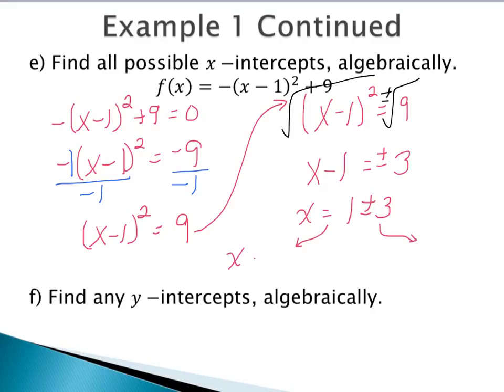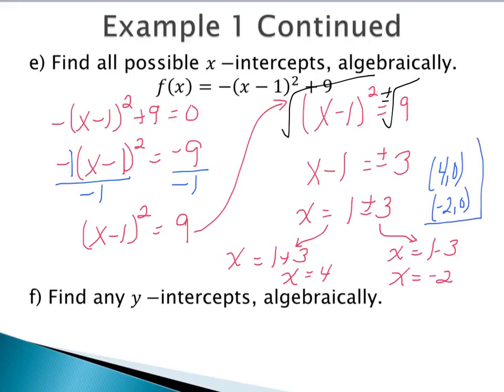So I'd have two parts, x equals 1 plus 3, and x equals 1 minus 3. So you have x equal to 4 and x equal to negative 2. So that would be fine in terms of writing your x-intercepts. If you want to write it as an ordered pair, that would mean you'd have two answers of 4, 0 and negative 2, 0. So those are our x-intercepts found algebraically, and you can verify it with your calculator.